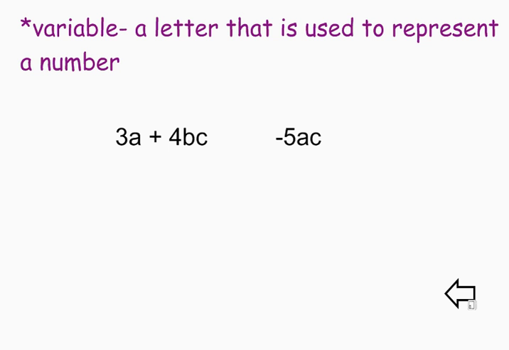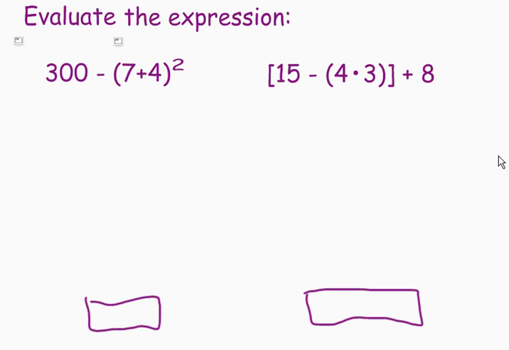So in the expressions that you see down here, A is a variable, B and C are variables, and I see those same variables again over here. So a variable is a letter that is used to represent a number. All right. Let's head back to this page where they were asking us to evaluate the expression.